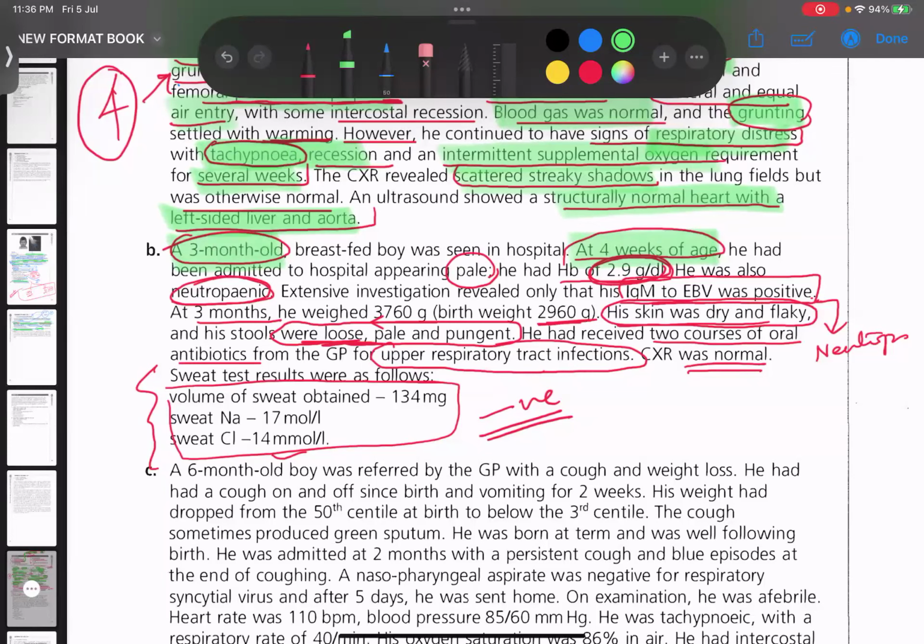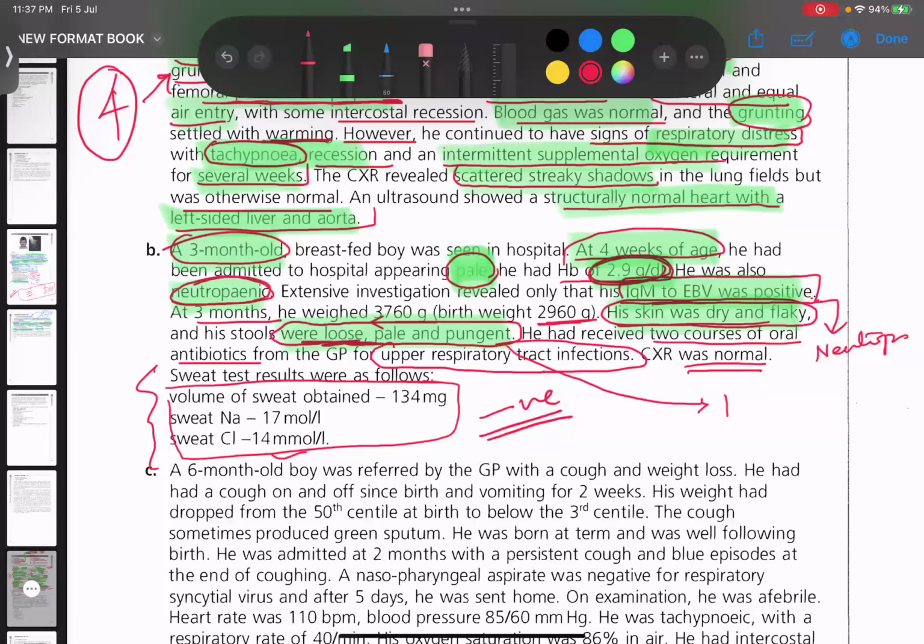Okay. So see this case, a 3-month-old coming to us at 1 month of age, at 4 weeks of age, presented with paleness and hemoglobin is very low. So there is anemia. He also had neutropenia and he's tested positive for Epstein-Barr virus, and birth weight and everything was normal. His skin is now dry and flaky. Along with that, now he's coming with pale stool. So pale, loose, pungent stool.